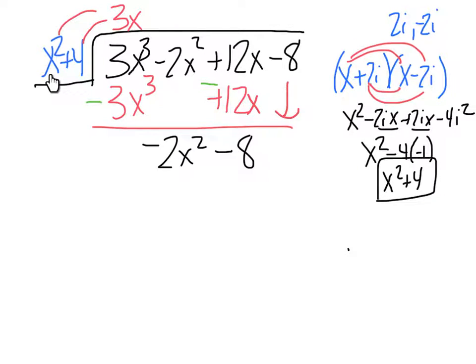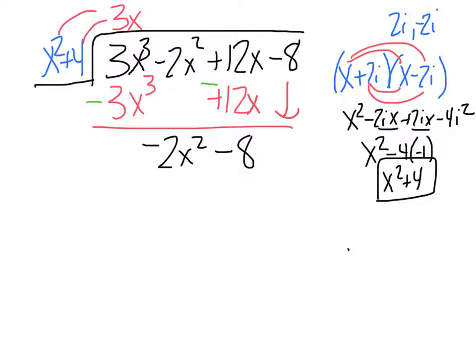What do I do to x squared to make it a negative 2x squared? I need a negative 2. Multiply through, so we get negative 2x squared minus 8. I'm going to come on in and I'm going to subtract, so I change the signs, and I'm left over with 0. So the remaining factor that I got here was 3x minus 2.